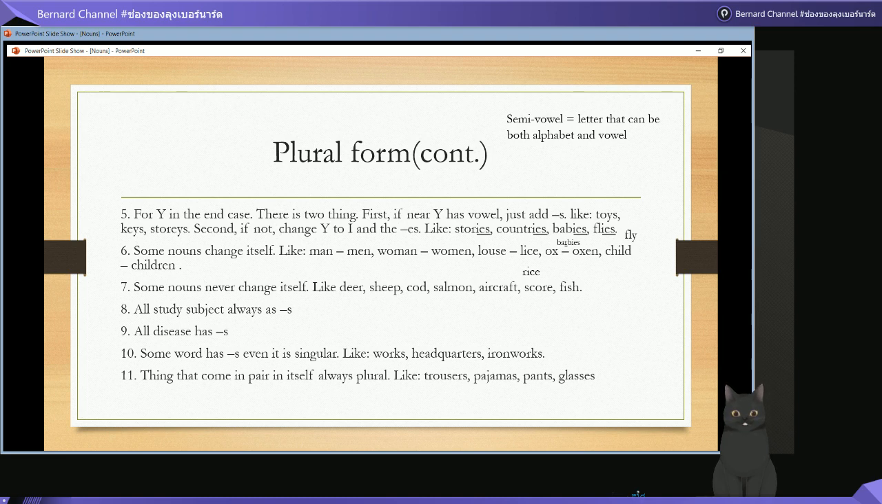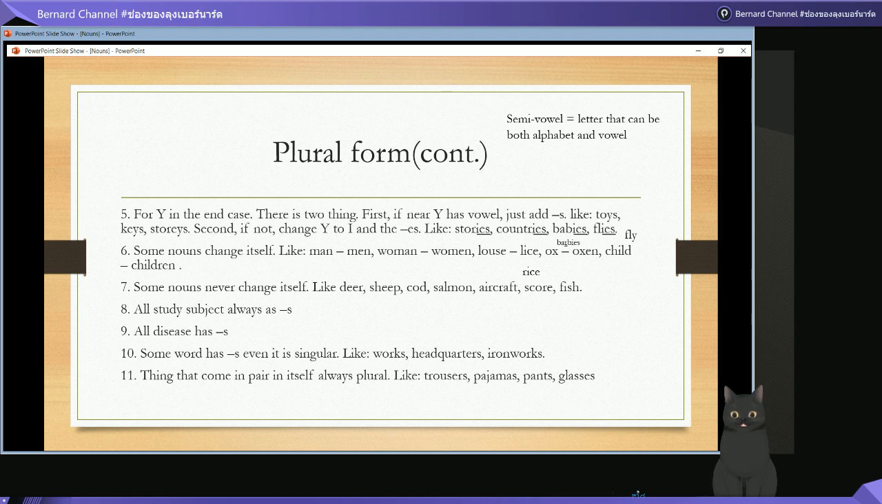Also ironworks also has s following it. Okay, you can use ironwork without s. Okay, these three words, you can use them without s. But well, adding s or not, it doesn't mean so much difference. So not to worry about that.